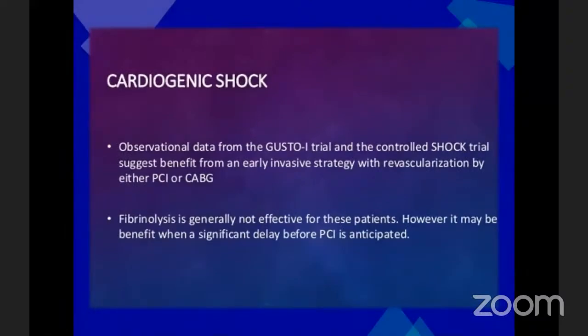Regarding cardiogenic shock, I made one slide for this because this is the worst complication facing cardiologists in patients with acute coronary syndrome, and always the concept is different from other stable patients. In patients with cardiogenic shock, the observational data like the GHOST trial or the SHOCK trial suggest benefit from an early invasive strategy with PCI rather than using lytic therapy. On the other hand, they stated that fibrinolysis is generally not effective for these patients. However, it may be beneficial if PCI is not available within the time window.